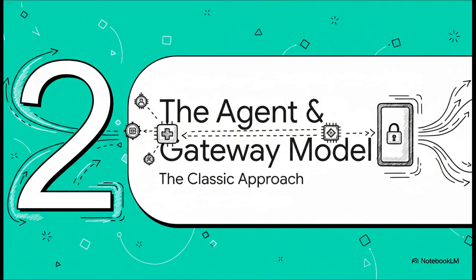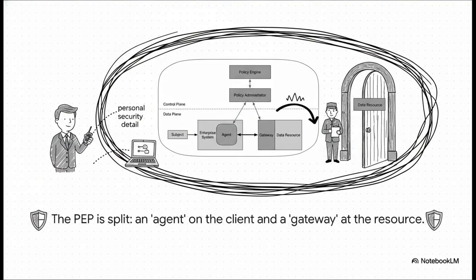This is probably the most classic one, the agent and gateway approach. So check this out. In this model, that gatekeeper, the PEP, is actually split into 2 pieces. You've got an agent on the user's computer, think of it like a little bodyguard that's always with them, and then you have a gateway sitting right in front of the resource they want to access. That's the doorman. The bodyguard talks to the doorman, and together, they enforce the access policy.